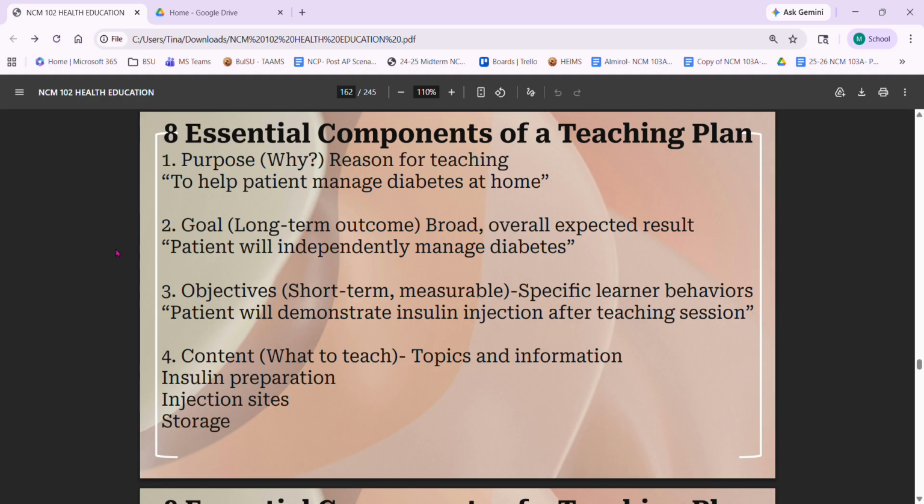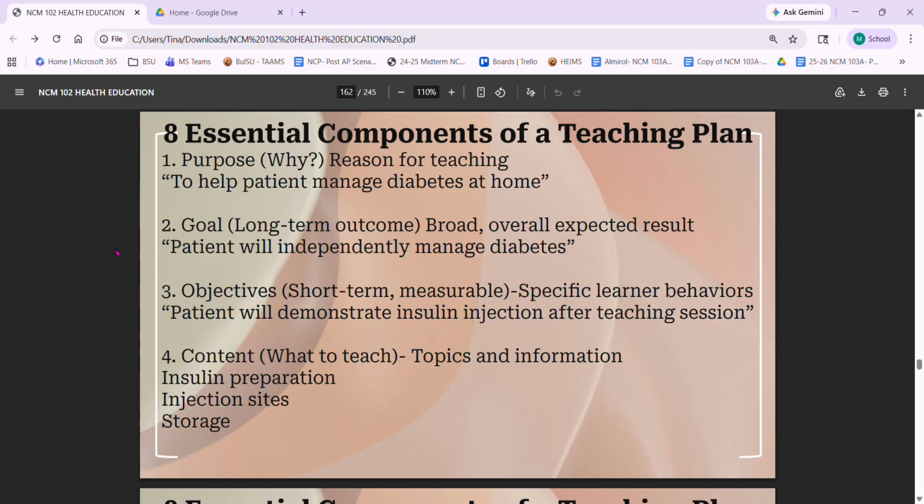What is your objective? So, again, the first one is purpose. Then, you set your goal. And then, you set your objective: short-term, measurable, specific learner behaviors. The patient will demonstrate insulin injection after the teaching session. Okay, remember this. Why? What is the goal? What is the objective?